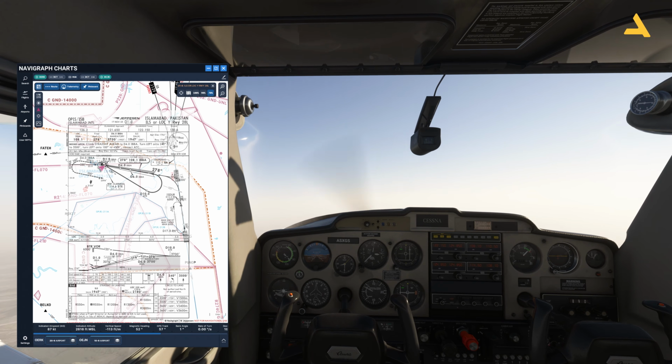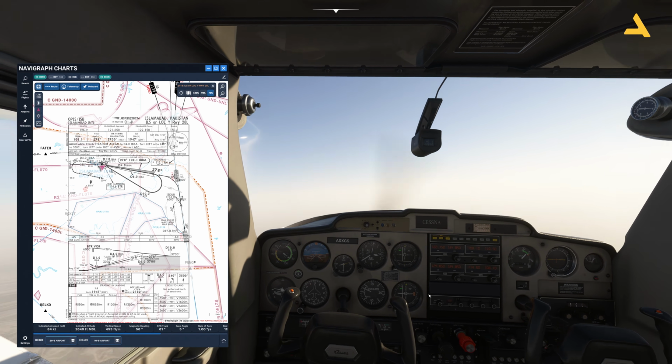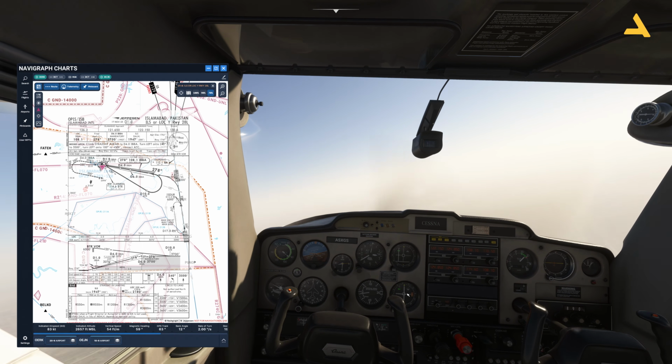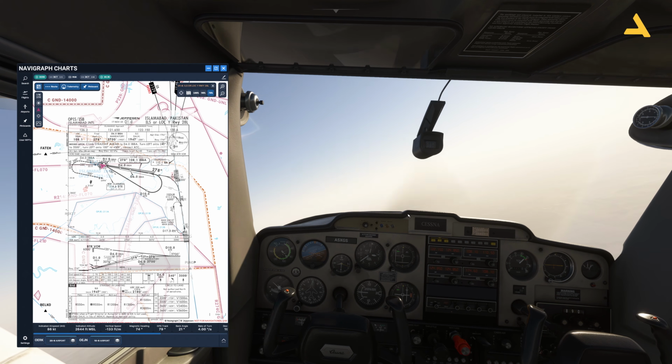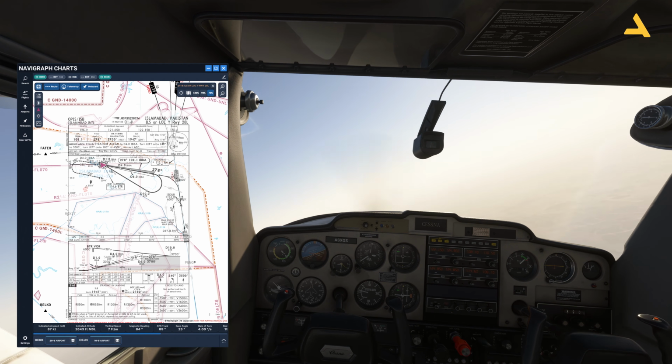Just have to pitch up a bit in order to increase the altitude. Now you can see this course deflection indicator is moving the needle. So just turn right, try to keep it in the middle.